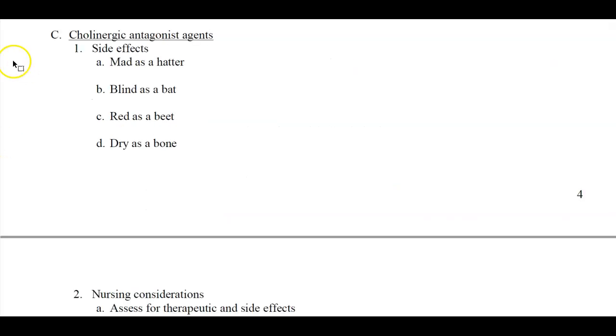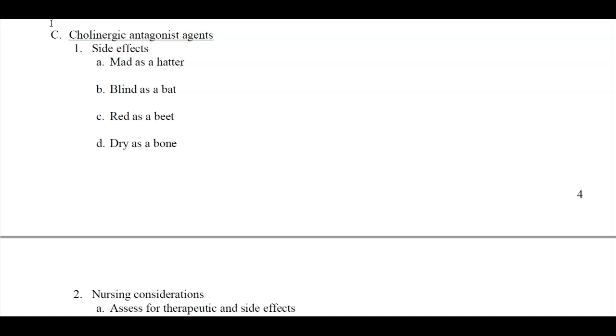Cholinergic antagonist agents, or anticholinergic. So these drugs block acetylcholine. So again, this is the opposite of cholinergic agents. Side effects of this drug include the following. We have to remember this: mad as a hatter, blind as a bat, red as a beet, and dry as a bone.